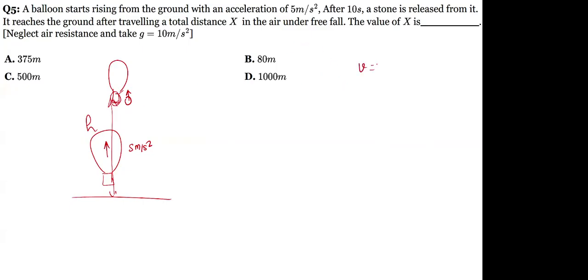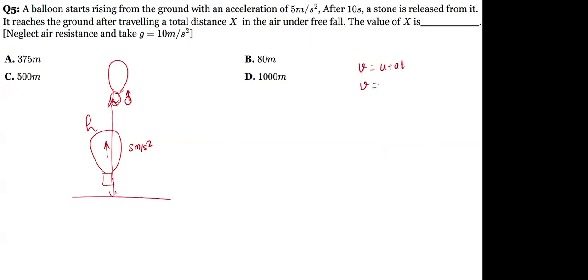Now look, just imagine this situation. This is the balloon that is rising up with an acceleration of 5 meter per second square. After some time, this balloon reaches a height, let's say h, above the ground. At the same time, we release a stone, but we know that the stone is in motion because of the balloon. So the stone initially has the velocity that the balloon has acquired after this time. After 10 seconds, what is the velocity the balloon has acquired? So v equals u plus at.